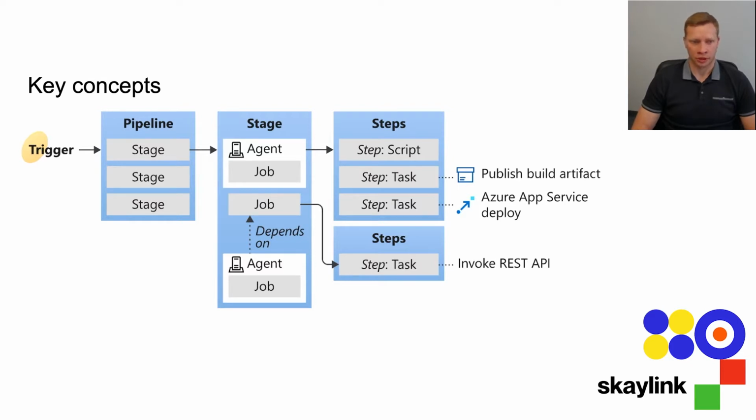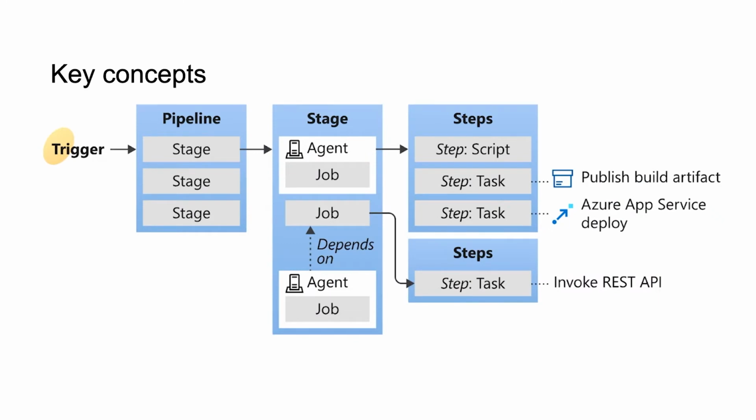The agent can be a Linux agent, a Windows agent, or a macOS agent, and in one stage you can run 3 concurrent jobs on different platforms and build your code there. You can always define dependencies of the jobs in the stage. Every job can have steps, and each step can be some kind of script or some kind of task. Let's say a task to publish an artifact, to deploy your function, to invoke some kind of API, and so on. So that's the main concept of Azure Pipelines.